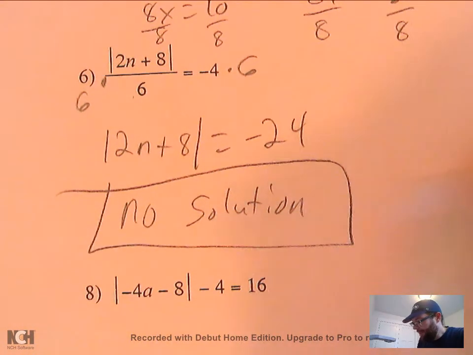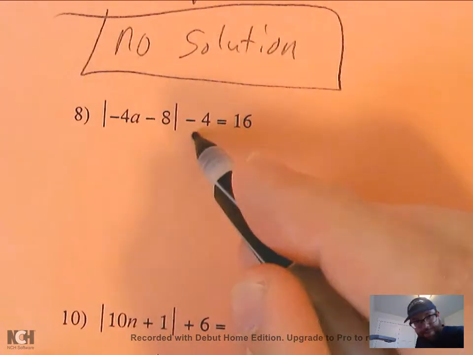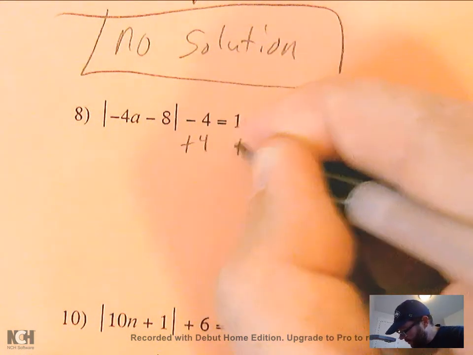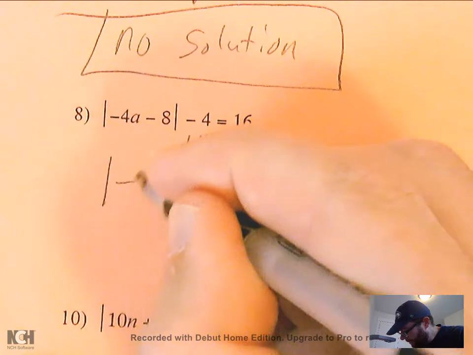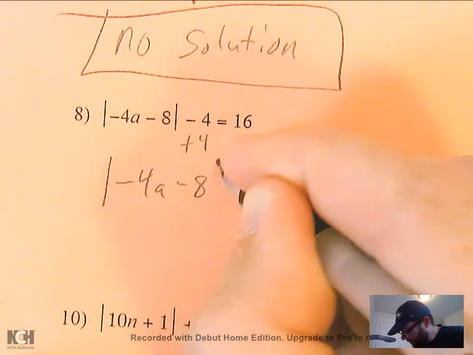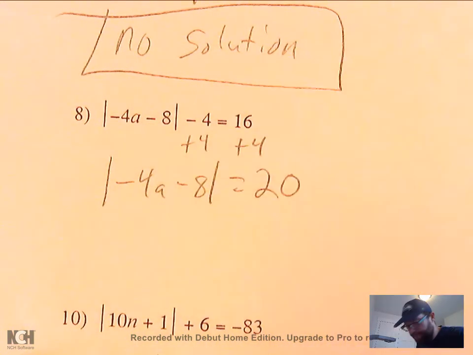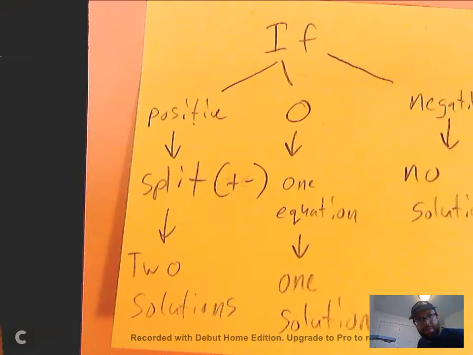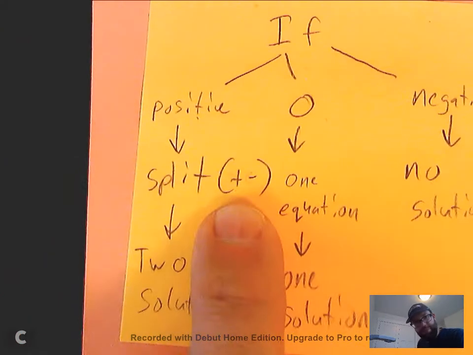Okay. Next one, we have a minus 4 outside the absolute value, so we need to get rid of that first. So we'd add 4. Gives me the absolute value of negative 4a minus 8 is equal to 20. Okay. Now the absolute value is all by itself. It's equal to a positive number. Positive number, I'm going to split into a positive negative possibility, and I'm going to get 2 solutions.